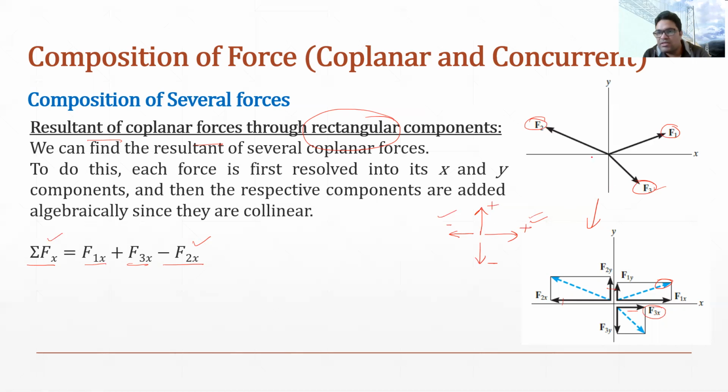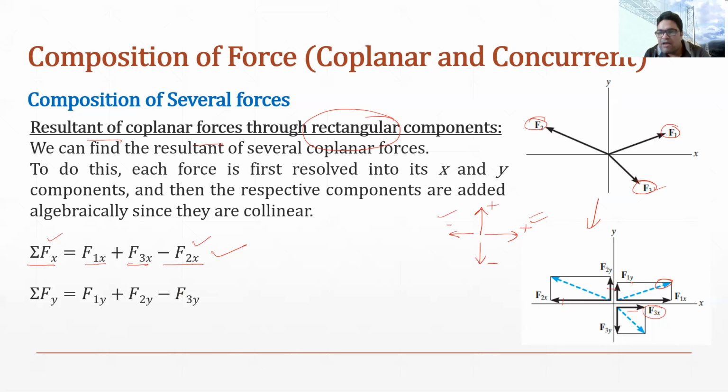First, what we have done is convert all the inclined forces into horizontal and vertical components. The next step is to find their summation along the x-axis and along the y-axis. So the summation along the x-axis is this one, and the summation along the y-axis is this one.